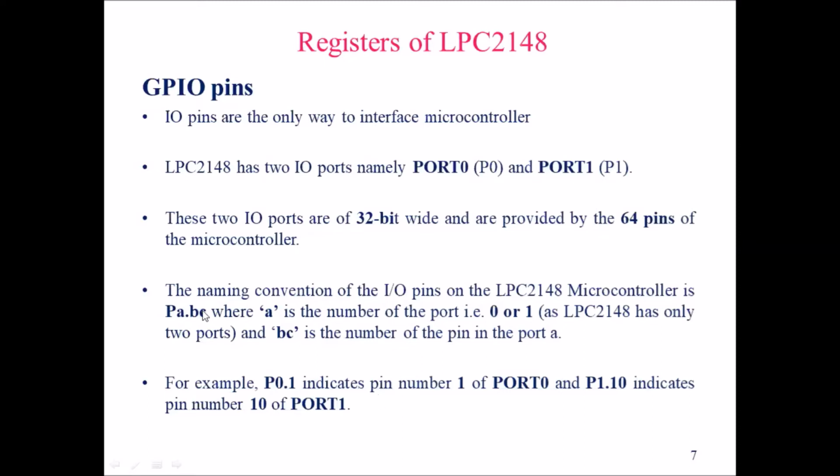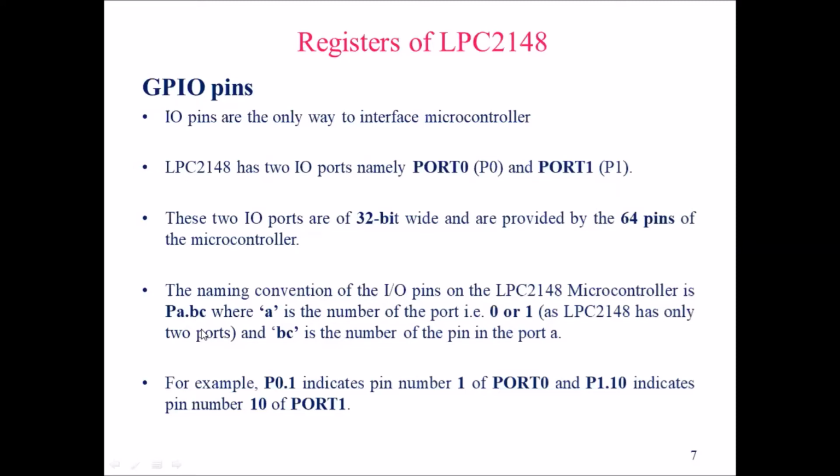Now, PA.BC, where P stands for port and A stands for the port number, which can be either 0 or 1. If it is port 0, A should be 0. If it is port 1, then A should be 1. Dot BC, where BC represents the number of the pin in that port.